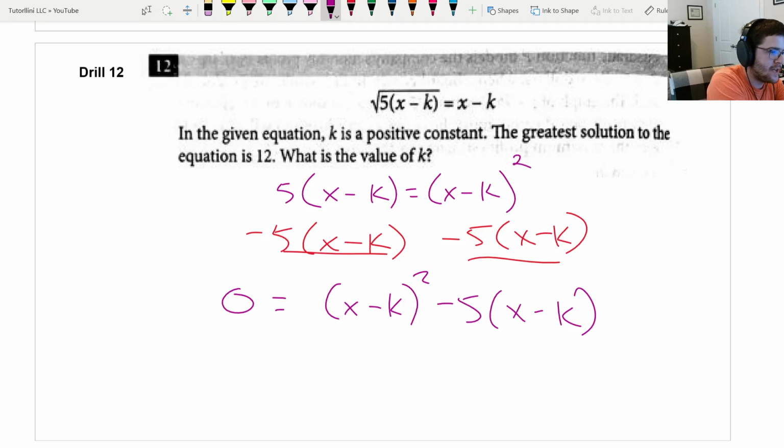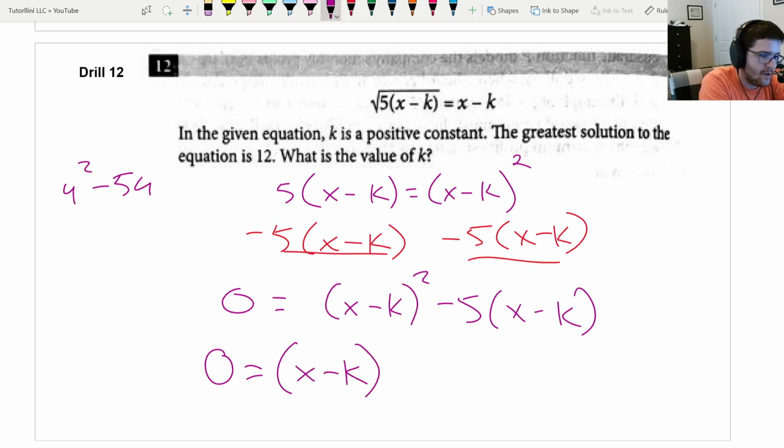And you can kind of pretend this is like u squared minus 5u. So the greatest common factor is u. So we're going to pull out u, or x minus k. And we are left with x minus k, and then u minus 5.